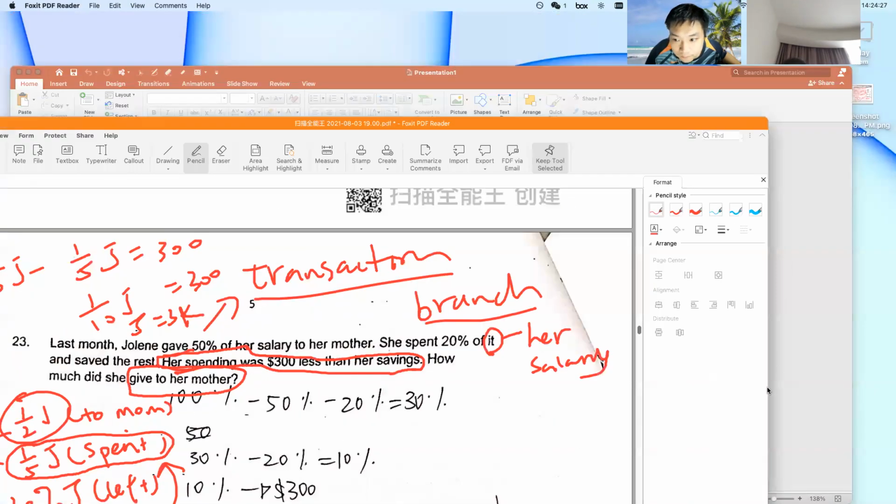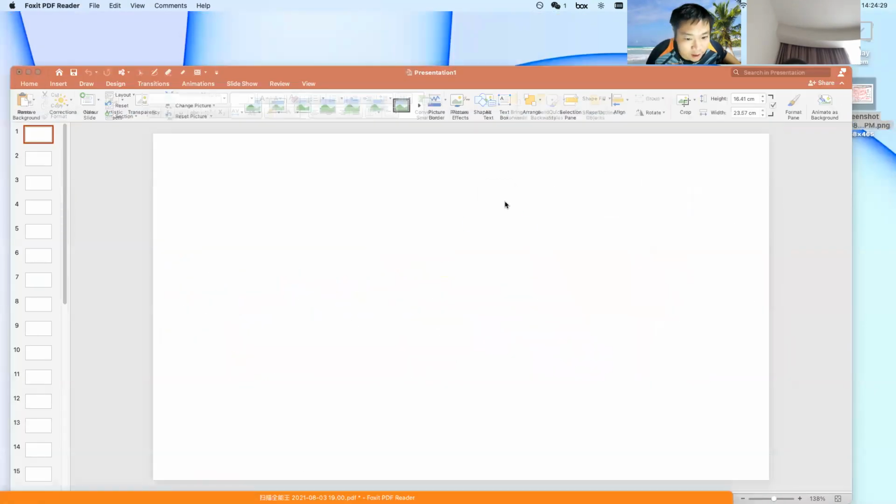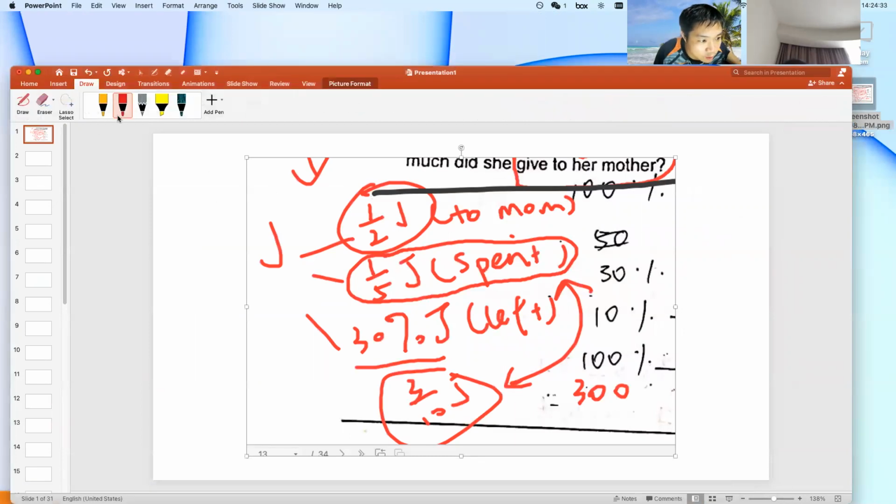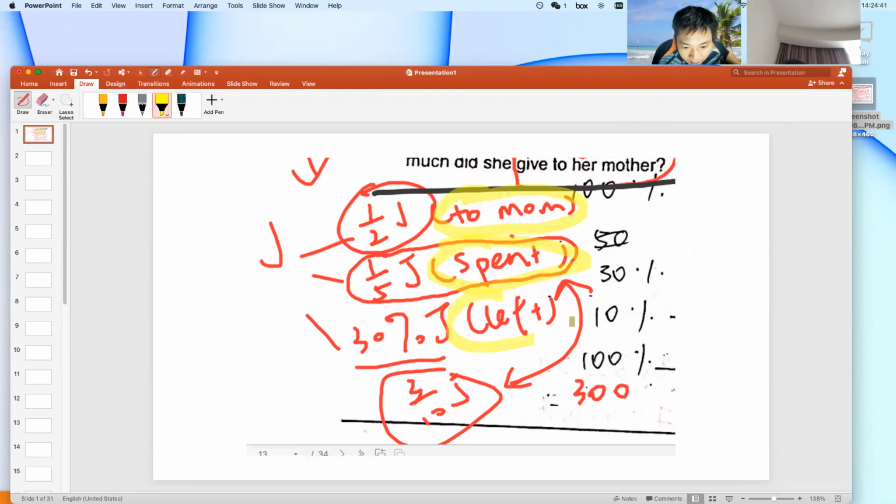Yeah, thank you. So what I'm trying to say is if you have done it this way, using the branch method, because you have written down mom, spending, and left, right? So you have written down these words here. What you need to do after writing down the branch is you just need to read the question and give the answer to the question.